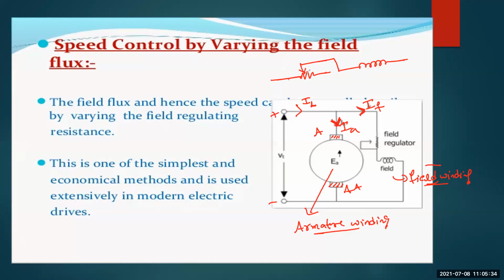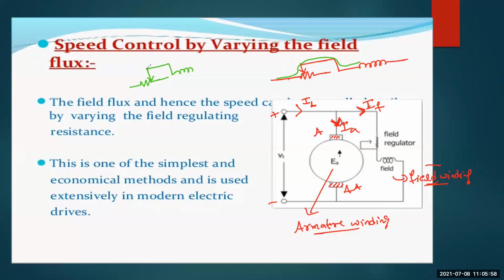This position is called the minimum position of the resistor. What is the meaning of this position? There is no resistance. The current is coming in this manner and flowing through, and no resistance is introduced into the circuit.